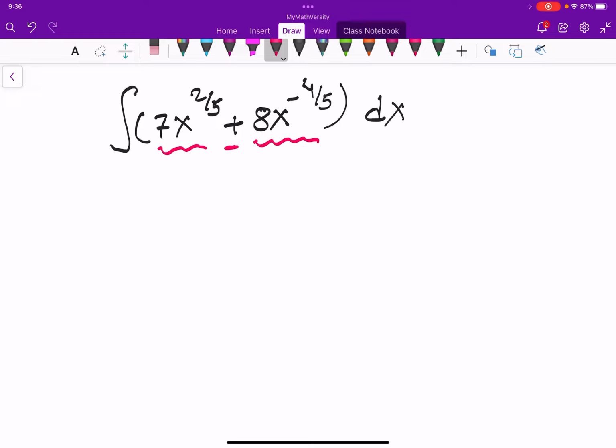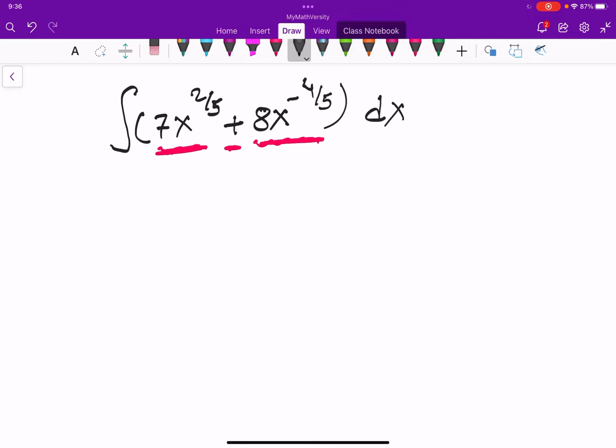So we just need to find the antiderivative of this, and since the integration can be done term by term, we'll just figure out the antiderivative of the first term, find the antiderivative of the second term, and then just add them together. We can definitely do that.